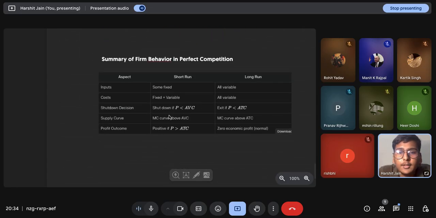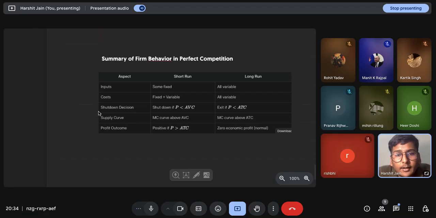And here is the summary of firm behavior in a perfectly competitive market. In the short run, inputs are fixed. In the long run, inputs are variable. Costs are fixed plus variable in the short run; in the long run, all are variable. The shutdown decision in the short run is when P is less than average variable cost, and in the long run, if price is less than average total cost, then shutdown.